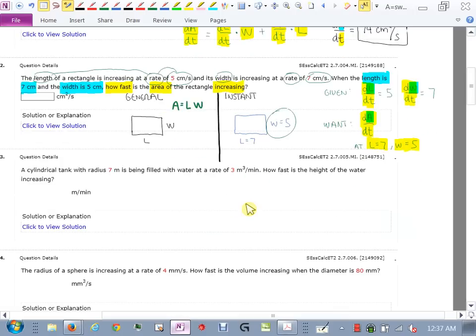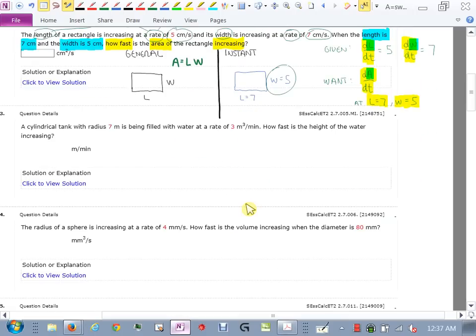A cylindrical tank with radius 7 is being filled with water at a rate of 3 cubic meters per minute. I am making sure real quick that all my units are the same. So meters here, meters here. Sometimes they'll try and trick you and make one of them centimeters or something just to see if you're going to convert. How fast is the height of the water increasing?